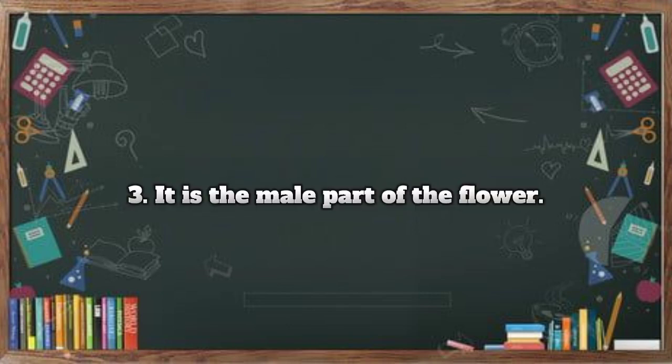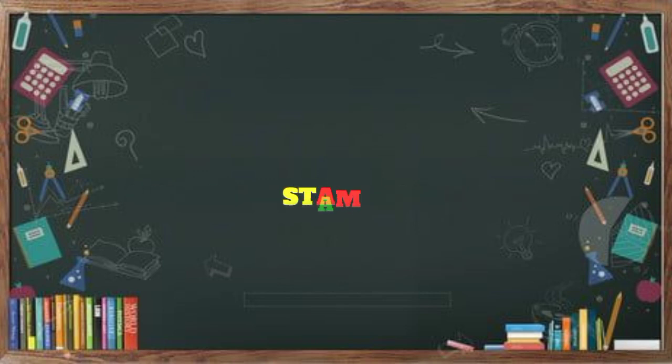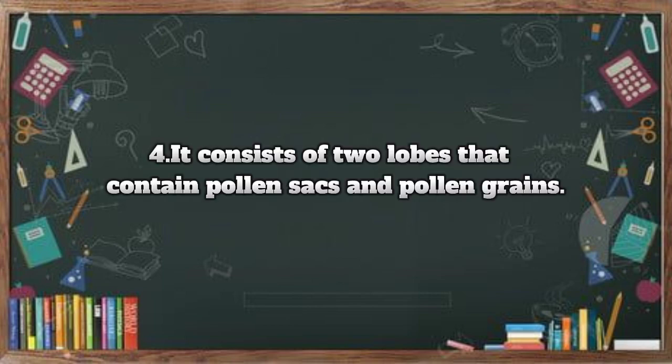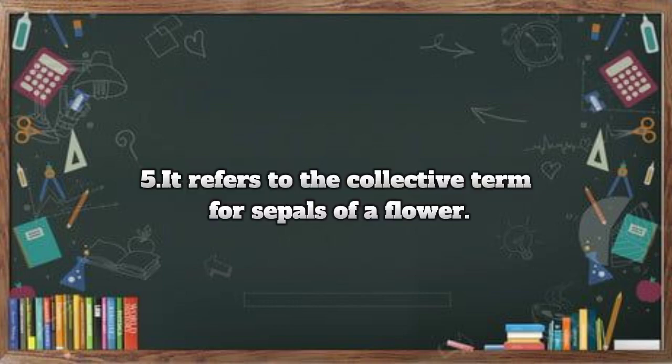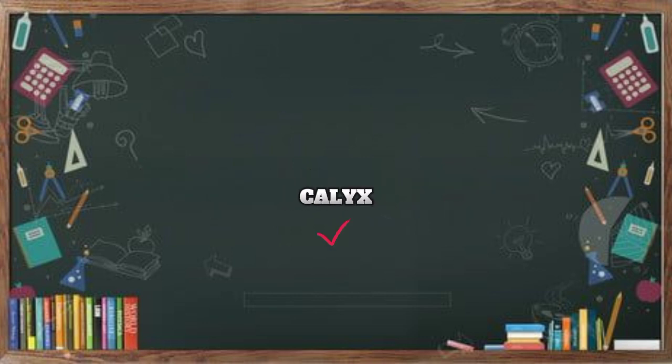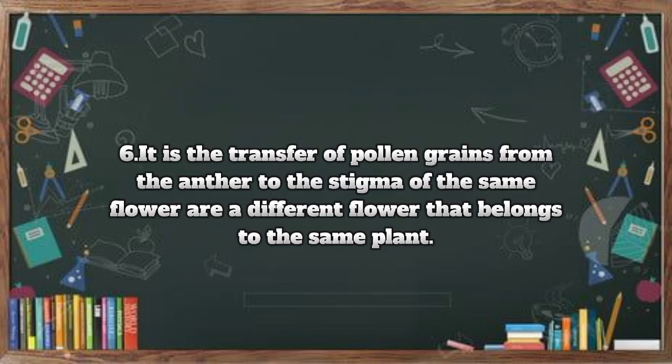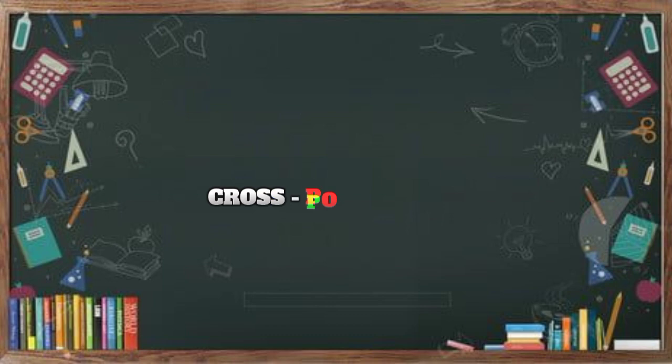Number 3. It is the male part of the flower. If your answer is stamen, you are correct. Number 4. It consists of two lobes that contain pollen sacs and pollen grains. If your answer is filament, you are correct. Number 5. It refers to the collective term for the sepals of a flower. If your answer is calyx, you are correct. Number 6. It is the transfer of pollen grains from the anther to the stigma of the same flower or a different flower that belongs to the same plant. If your answer is cross-pollination, you are correct.